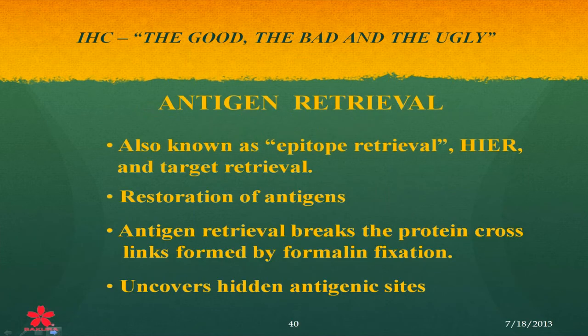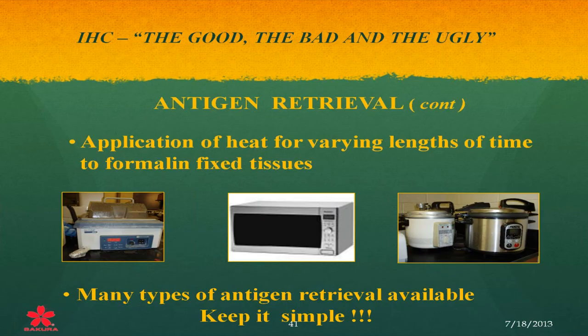Antigen retrieval, which is also known as epitope retrieval, heat-induced epitope retrieval, and target retrieval. Restoration of antigens. Antigen retrieval breaks the protein cross-links formed by formalin fixation, and it also uncovers hidden antigenic sites. It involves the application of heat for varying lengths of time to formalin-fixed tissues. You can use a heated water bath. The microwave, because of having hot and cold spots, I would not use it. But you've also got your pressure cooker too.